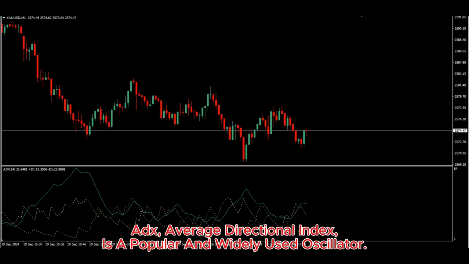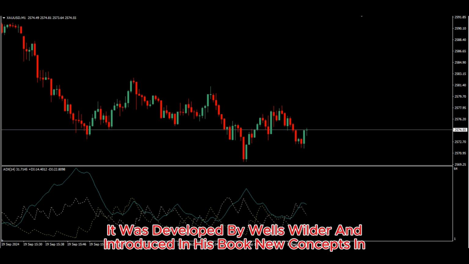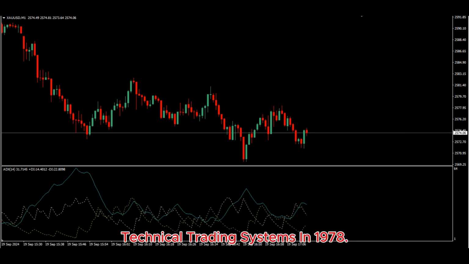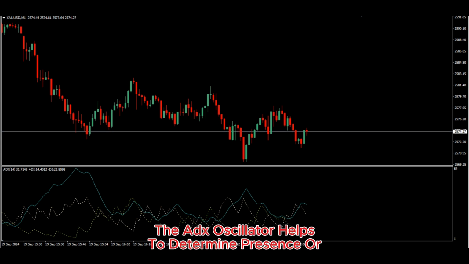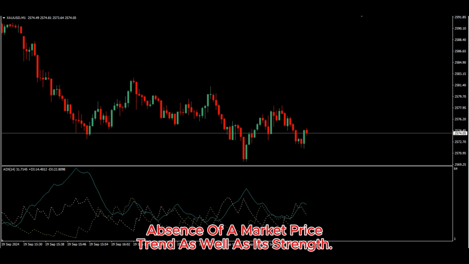ADX, Average Directional Index, is a popular and widely used oscillator. It was developed by Welles Wilder and introduced in his book New Concepts in Technical Trading Systems in 1978. The ADX oscillator helps to determine presence or absence of a market price trend as well as its strength.